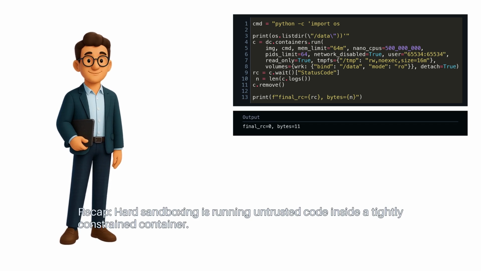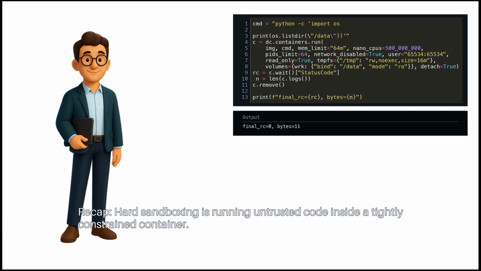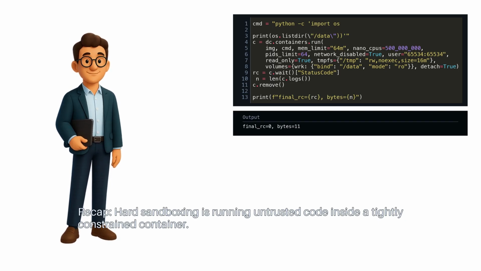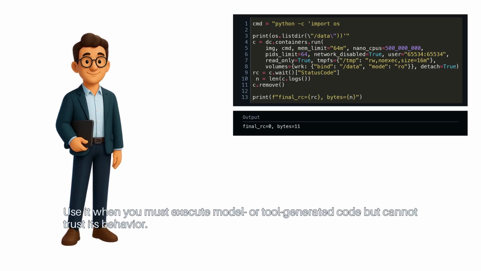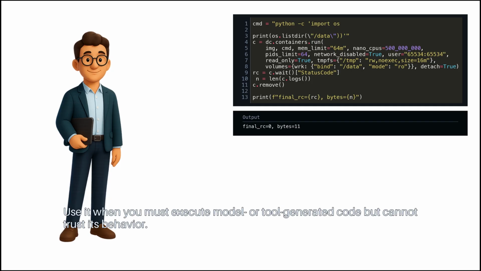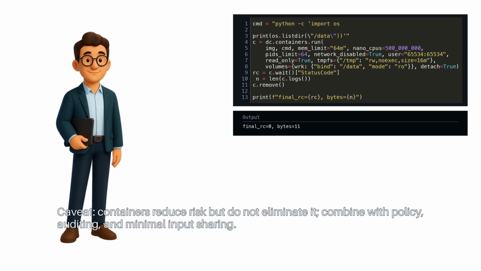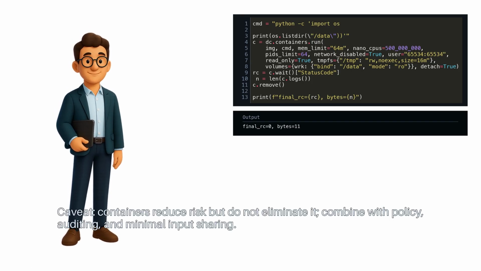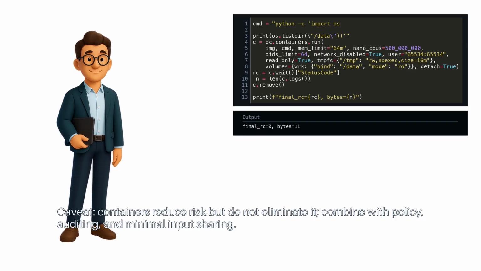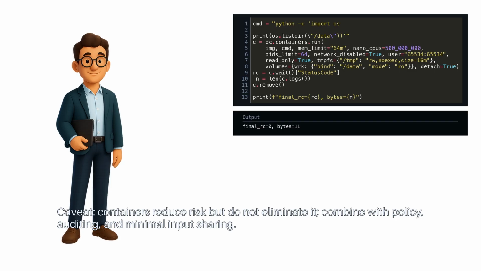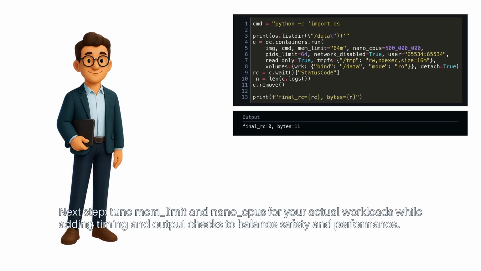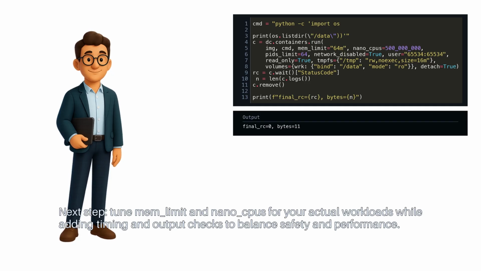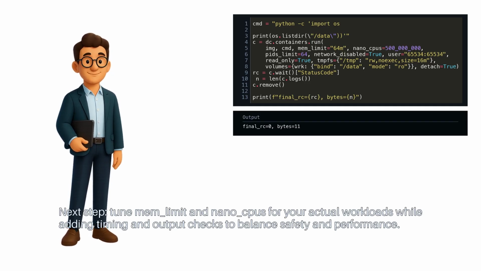Recap: hard sandboxing is running untrusted code inside a tightly constrained container. Use it when you must execute model or tool-generated code but cannot trust its behavior. Caveat: containers reduce risk but do not eliminate it. Combine them with policy, auditing, and minimal input sharing. Next step: tune mem_limit and nano_cpus for your actual workloads, while adding timing and output checks to balance safety and performance.